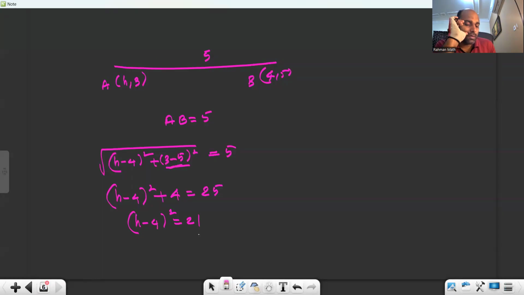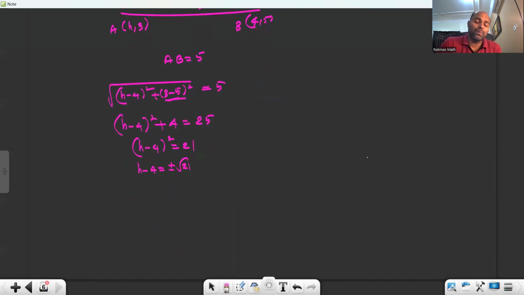H minus 4 whole square equals 3 minus 4 whole square... Okay, according to this question, whenever you're transposing a square, don't forget plus or minus will be there. So I didn't expand H minus 4 whole square. If you're expanding and using the quadratic formula, it will be difficult for you. So I didn't expand it. This is better for you.